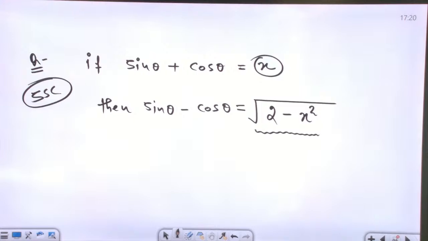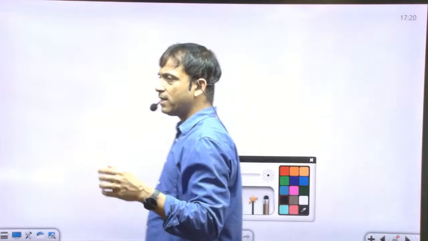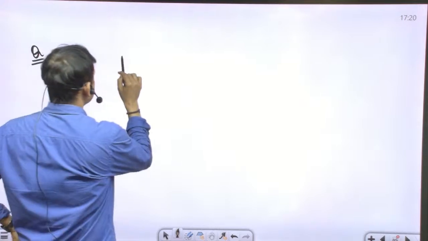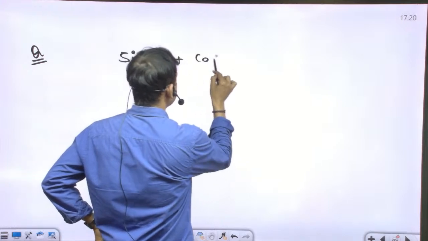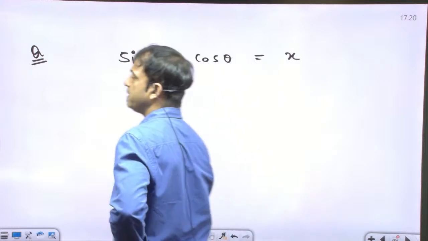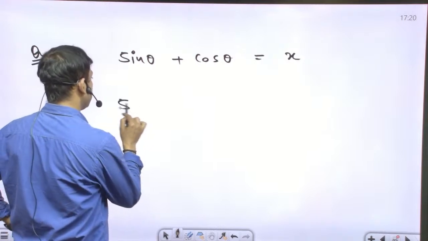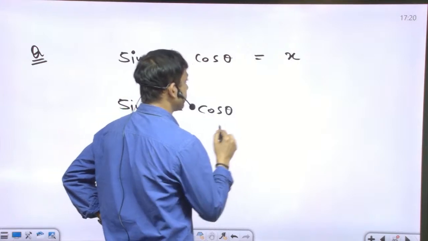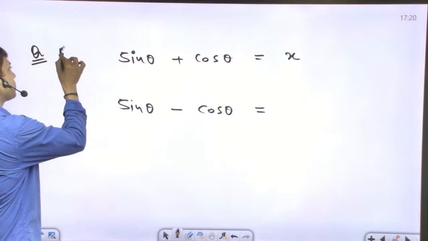So now there is a new confusion and doubt in that question. So I'm taking a new question, that is question number 1. We are taking sine theta plus cos theta, and this will be equal to x. Then what will be the value of sine theta minus cos theta?